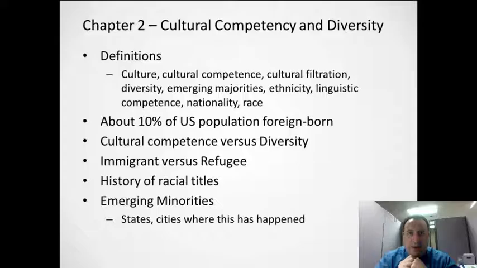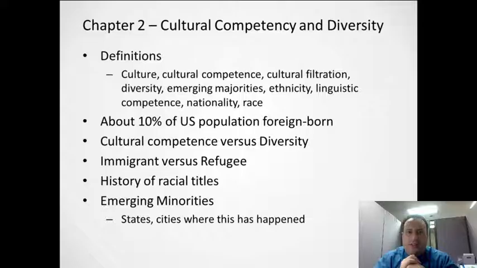Not all of them are, many of them are not native English speakers, but some are. Cultural competence versus diversity. Cultural competence is being able to work with different cultures, where diversity is being of a different culture and having workplaces that have people from many different backgrounds. Immigrant versus refugee. Again, an immigrant is someone who chooses to leave their home country and go to another one, like the United States. And a refugee is someone who is forced to leave their home country, usually due to war, famine, political unrest, things like that.